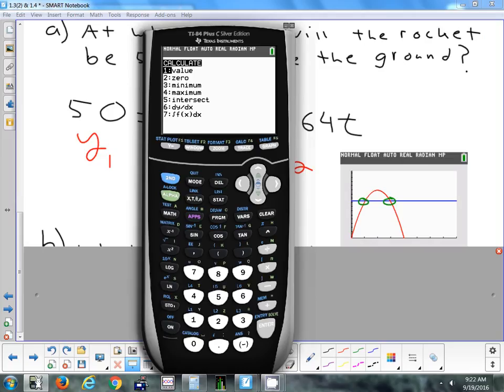Yep, intersect. All right, so I'm going to move my cursor. I'm going to do the one on the right. If someone else can do the one on the left, that would be helpful. Pick a point somewhere on the first curve. Pick a point somewhere on the second curve. Hit enter. And now it matters where you put the guess. Wherever you put the guess closer to, that's the point it'll give you. So I'm putting my guess closer to the one on the right. So on the way back down, at about 2.94 seconds, the object is at 50 feet, and then after that it drops below 50 feet.